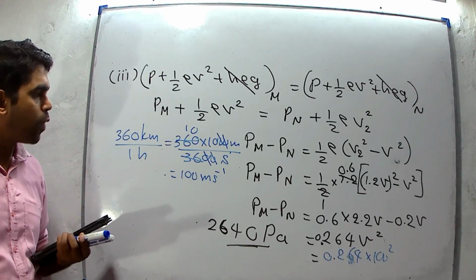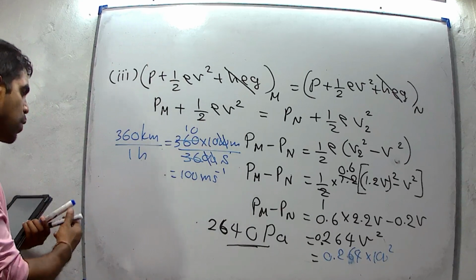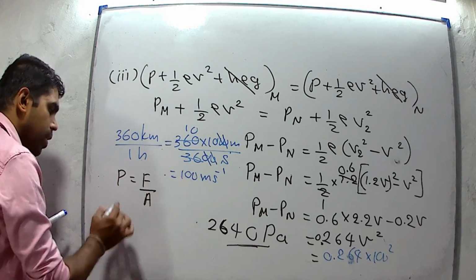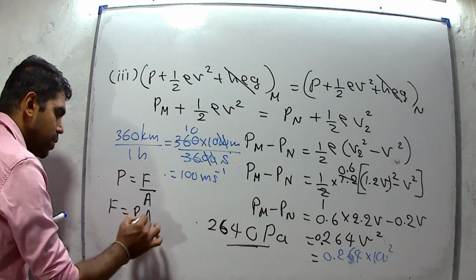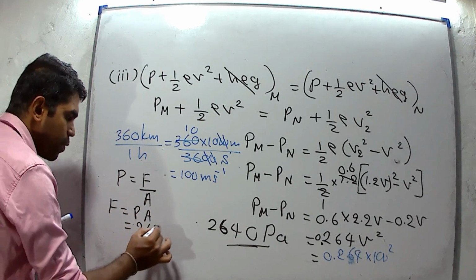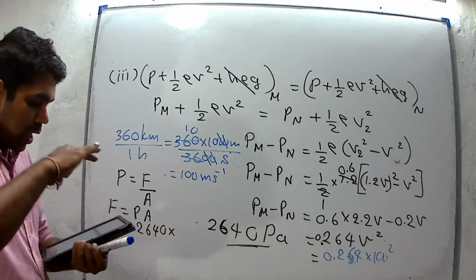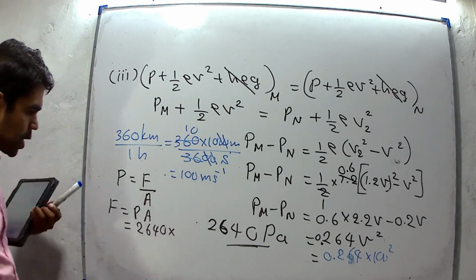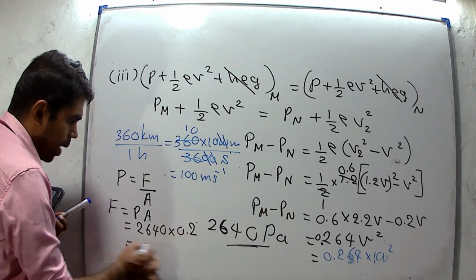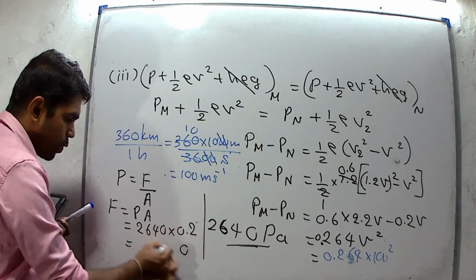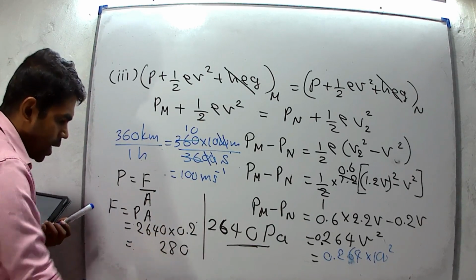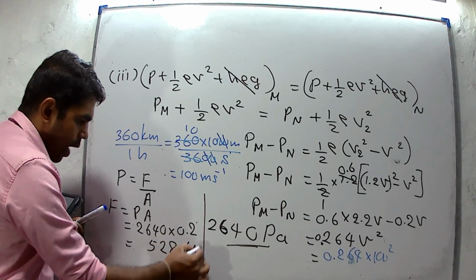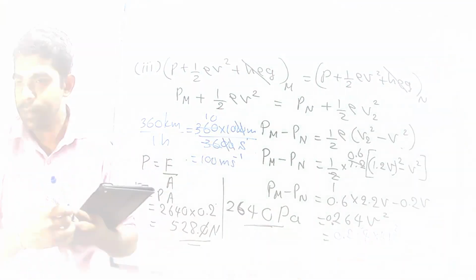We have to calculate the force. When calculating force, we can use pressure equals force divided by area. Now force is pressure into area. Pressure is 2640 into the effective cross-sectional area. The effective horizontal area of the spoiler is 0.2. We can multiply it. 2 into 0, 0, 2 into 4, 8, 2 into 6, 12, 1 remaining, 2 into 2, 4 plus 1, 5. And we have to separate 1 decimal place. 528 Newton.